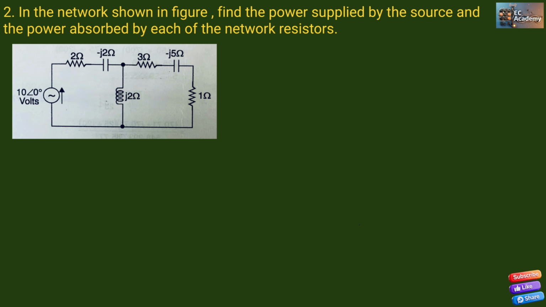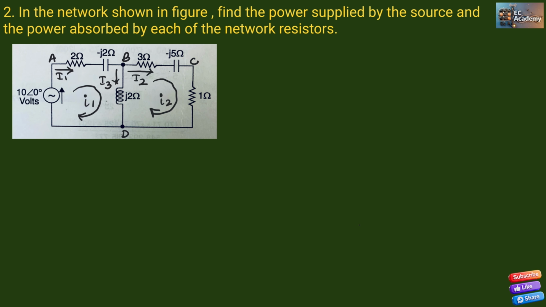Now before solving the problem, let us name the nodes as A, B, C and D. Let us write the branch currents. The branch current between A and B can be written as I1. Between B and C, we can call this I2. And between B and D, we can call this I3. Now, let us write the loop currents. For the first loop, let us take this as I1, and for the second loop, let us take this as I2.